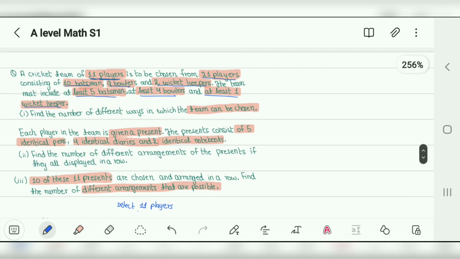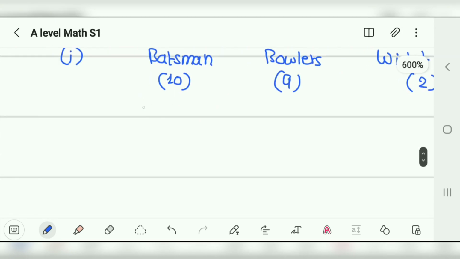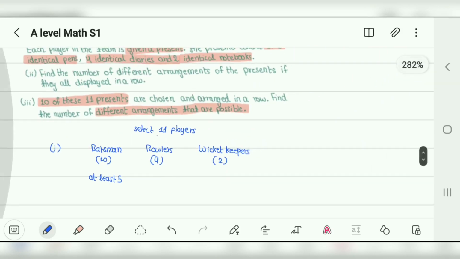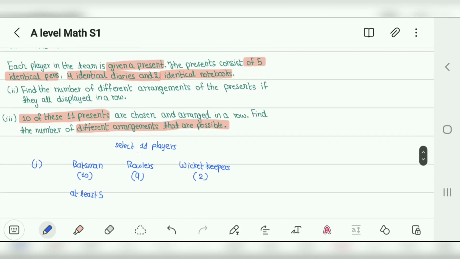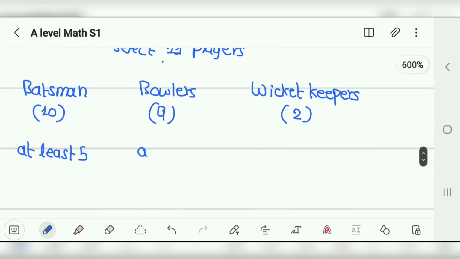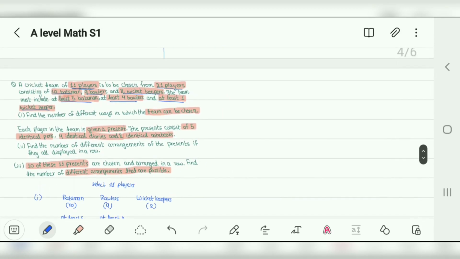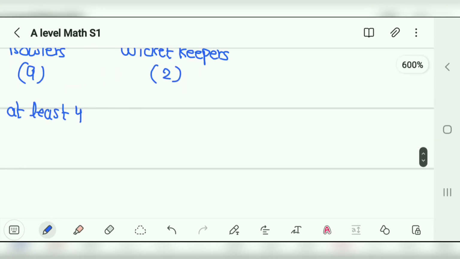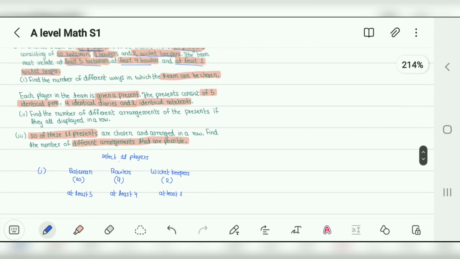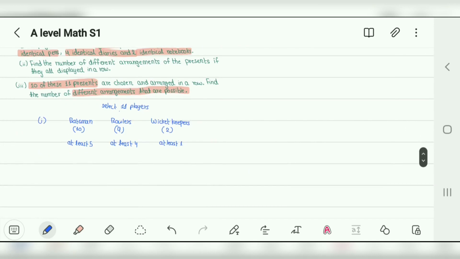The batsmen must be at least 5. And bowlers must be at least 4. And wicket keepers must be at least 1. Now let's make a selection. Find the number of different ways in which the team can be chosen.